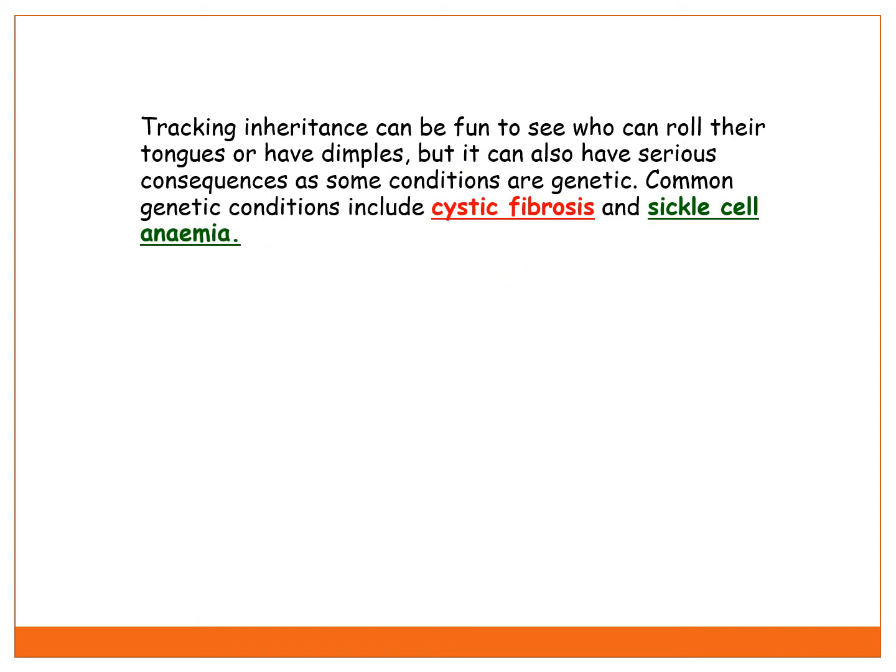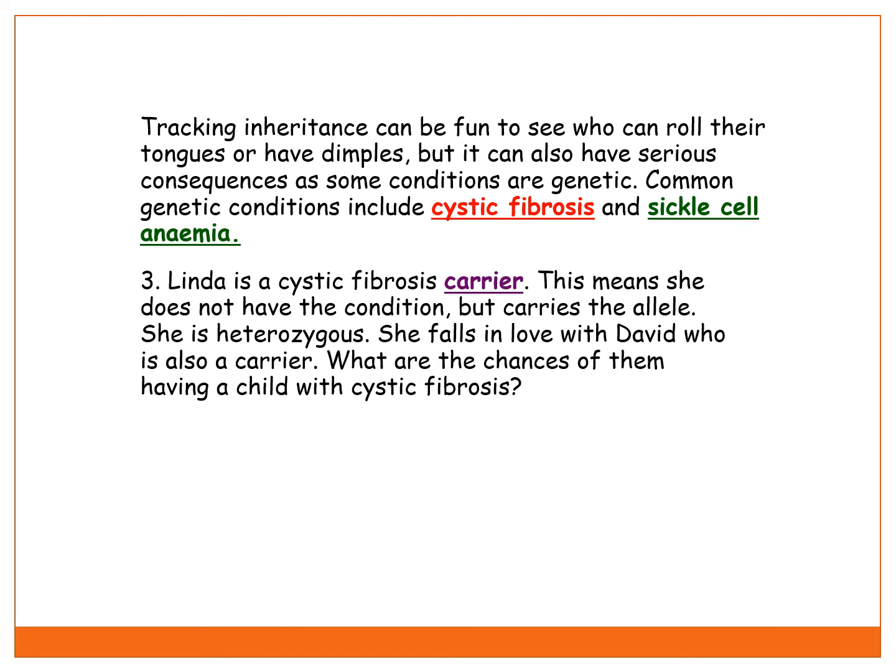Tracking inheritance can be fun to see who can roll their tongue or have dimples, but it can also have serious consequences as some conditions are genetic. So common genetic conditions include cystic fibrosis and sickle cell anemia. Doctors can use crosses to see how likely it is that your child will have these genetic conditions. So the next question is based on this. Linda is a cystic fibrosis carrier.